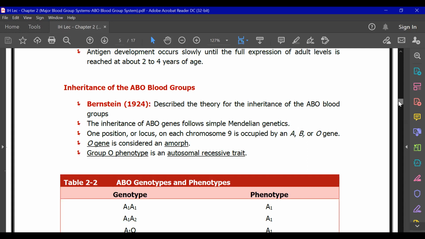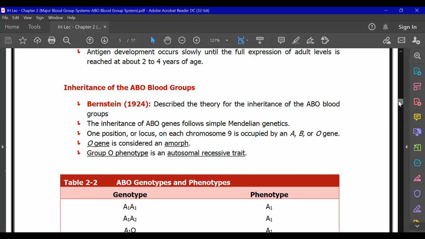Okay. So Bernstein in 1924 was the one to describe the theory for the inheritance of your ABO blood groups. The inheritance of your ABO genes follows simple Mendelian genetics, in which an individual must inherit one gene from the father and one gene from the mother. Okay, so that will be the genotype of the individual.